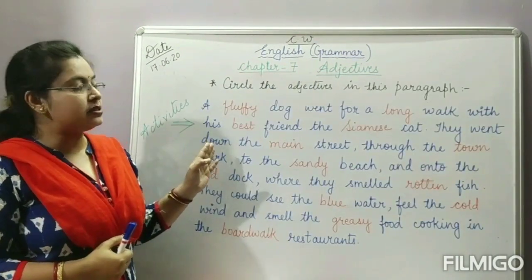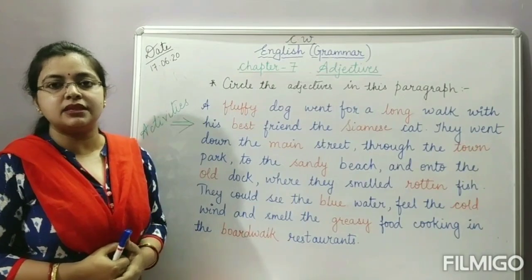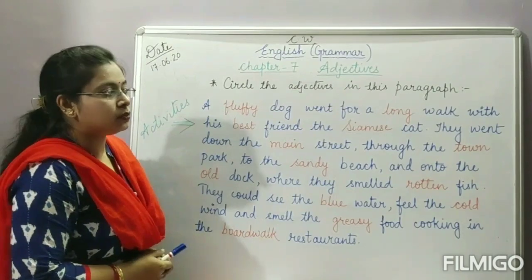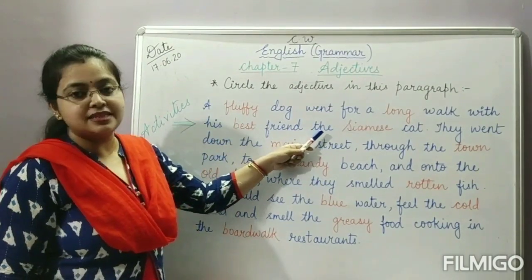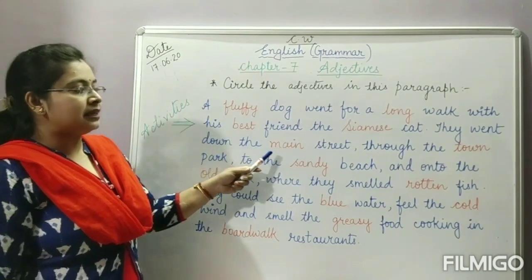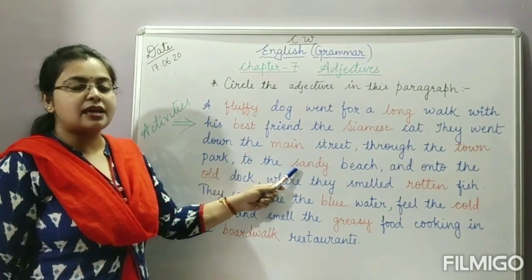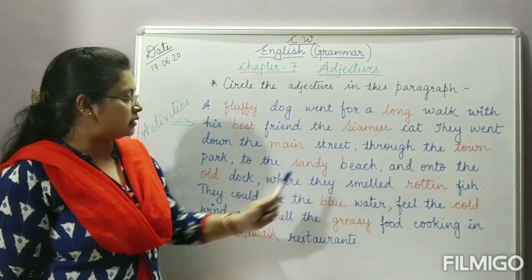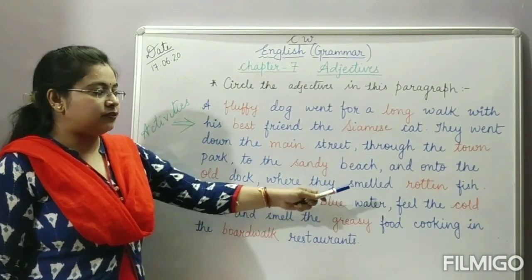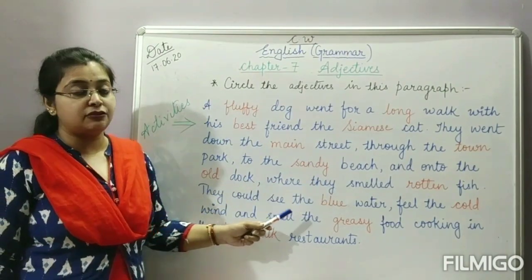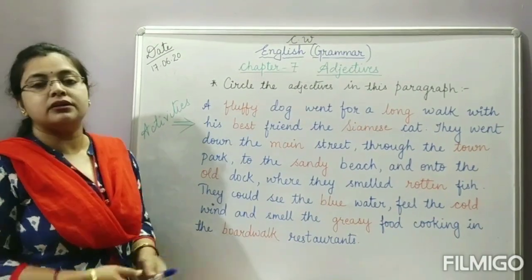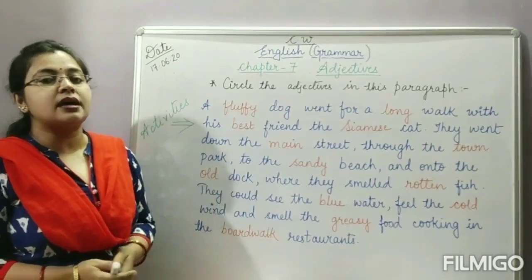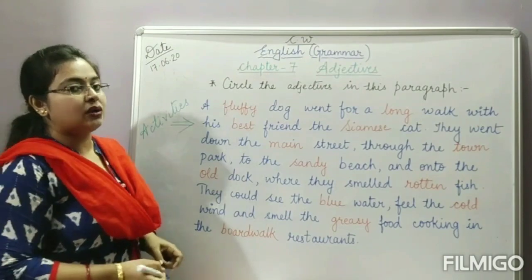Now this is the second activity, students. We have to circle the adjectives in this paragraph. Let us read it first. A fluffy dog went for a long walk with his best friend, the Siamese cat. They went down the main street through the town park to the sandy beach and onto the old dock where they smelled rotten fish. They could see the blue water, feel the cold wind and smell the greasy food cooking in the boardwalk restaurants.